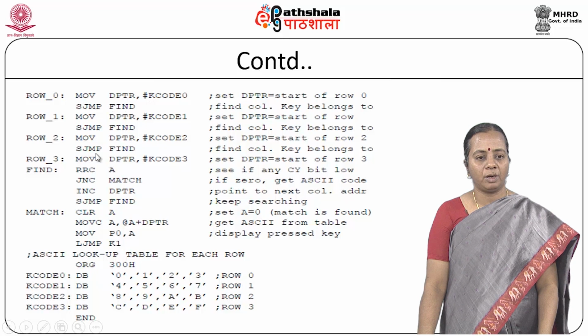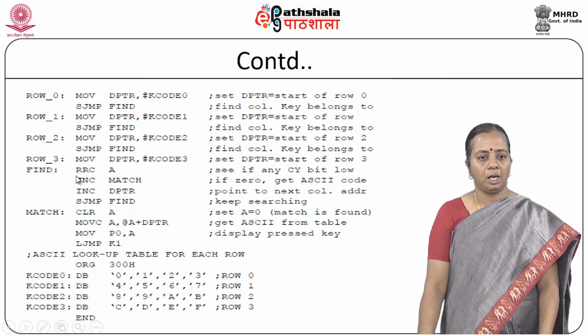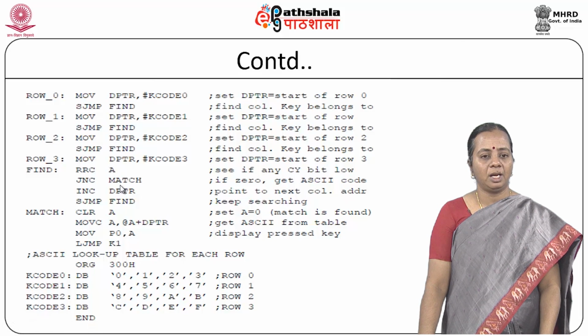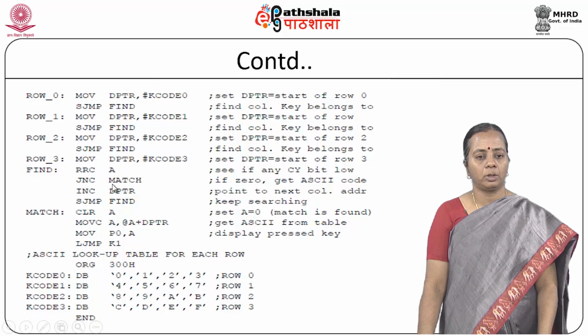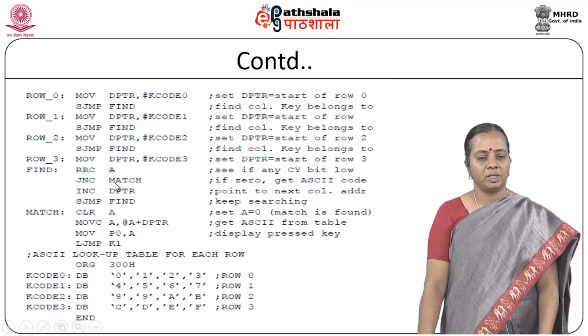In this find, I am reading the data at my A, I have rotated right, and I will check whether there is any carry. If no carry is there, then that is the bit I will be getting. If there is a carry, then that key is not pressed. Then increment DPTR and SJMP to find. That is the way I rotate each and every time, and each time I increment it. When I find there is no carry, then I found that that is the thing.